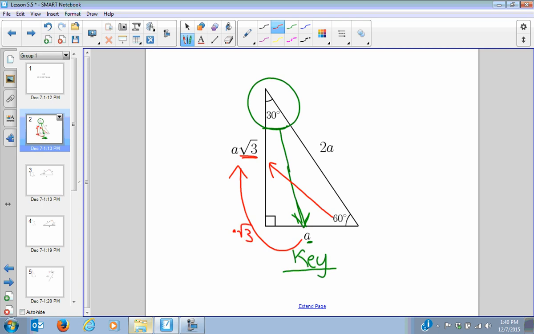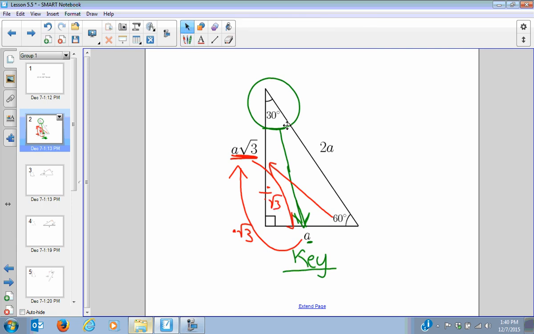Now, if they give me this side and I want to go backwards to the key, remember, you always go back to the key first. We'll kind of talk about that in the examples. This time, you're going backwards instead of multiplying. You're going to divide by the square root of 3.